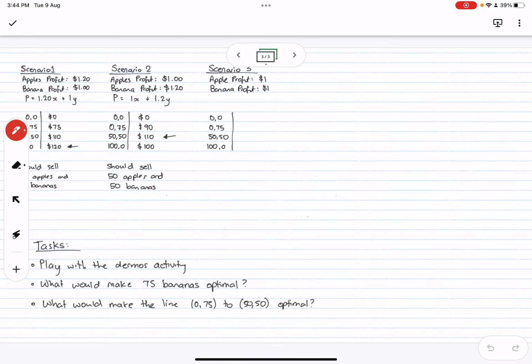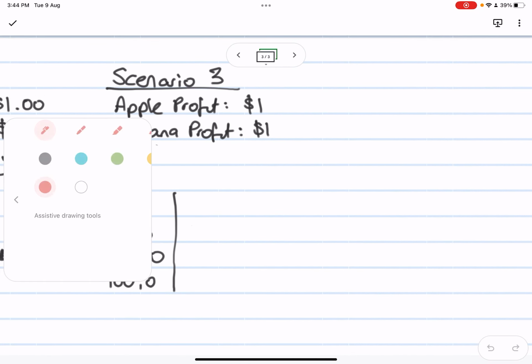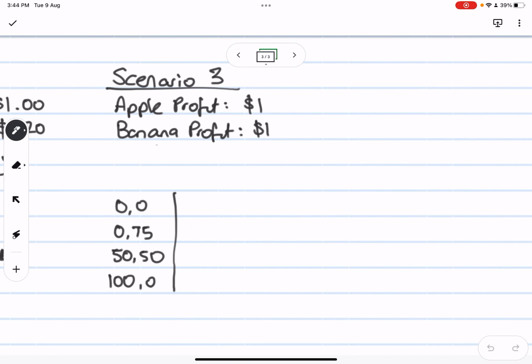Right, now finally, let's come to scenario 3. In this one, apples and bananas cost $1 each to give us a profit of $1 each. So our profit is going to be 1x plus 1y. If we pop these in, this is going to give us $0. This would give us $75 profit. This would give us $100 profit. And this would also give us $100 profit.